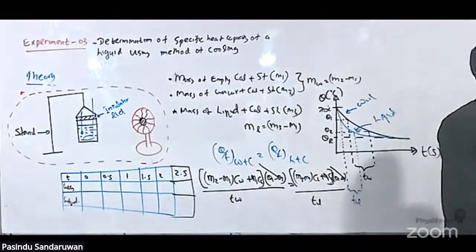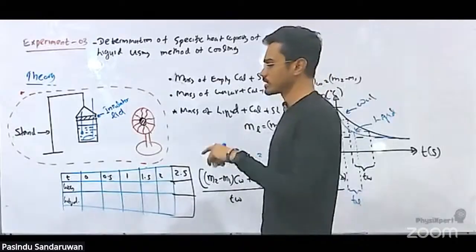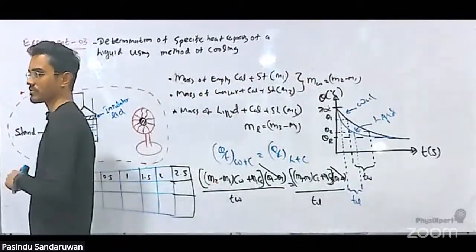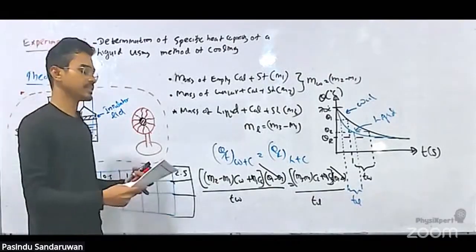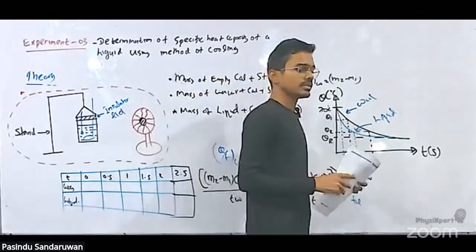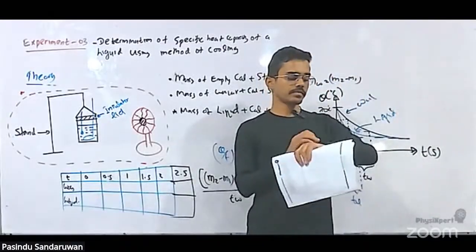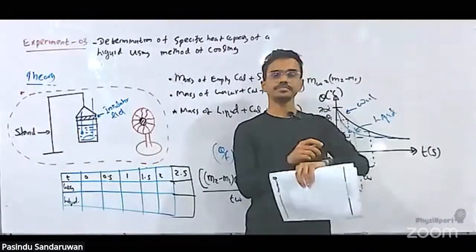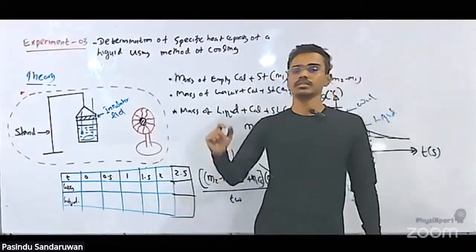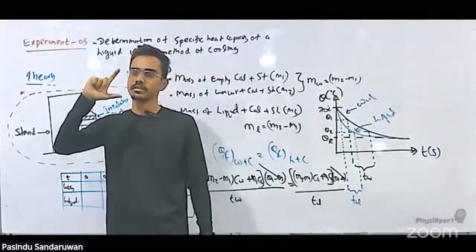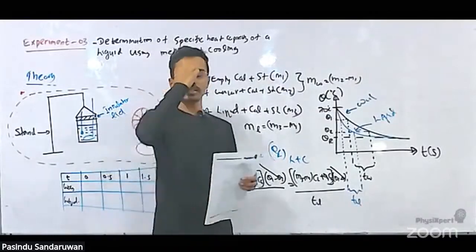Plot the cooling curve for water. Right. Next: remove water from the calorimeter and fill it with the liquid up to the same height.